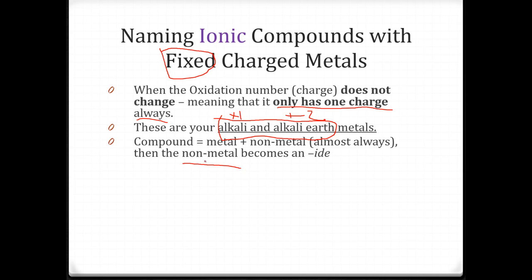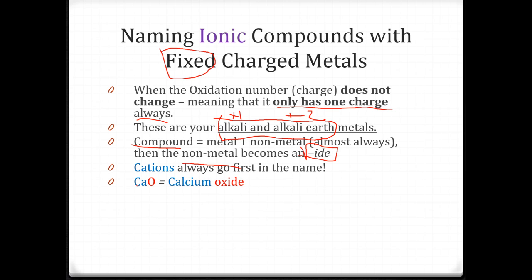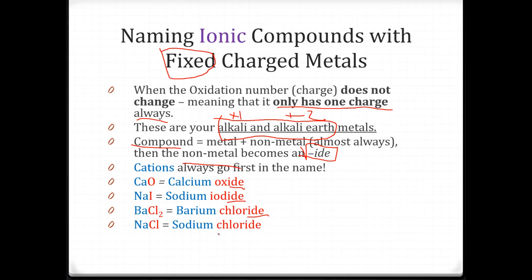So the non-metal in a compound ends in -ide. Here are a few examples. Calcium oxide. You don't say CaO or calcium oxygen. It just becomes calcium oxide. So see how we change the ending. Sodium iodide, barium chloride, sodium chloride. All right, and you'll learn where they break just by memorization and looking and seeing lots of these. Notice how the cation is always first, the anion is always second, and how all of my metals in this case are either alkali earth or alkali metals.